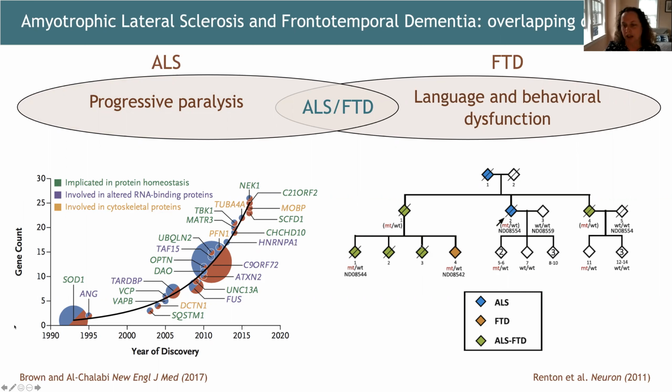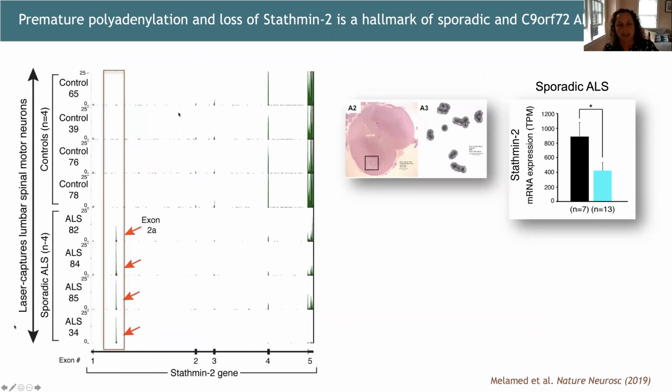And what you can see is that actually statin-2 is in the top 25 mRNA expressed in motor neurons. So it's a neuronal gene, very important and very highly expressed in motor neurons. When we looked at RNA-seq from control versus sporadic ALS patients that do have TDP-43 proteinopathies, you can see that there is this low level of statin-2, and there is also the abnormal exon 2A. That we have actually identified in all of the sporadic ALS patients for which we had laser capture motor neurons.